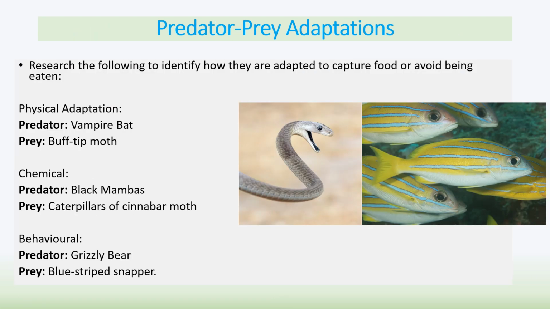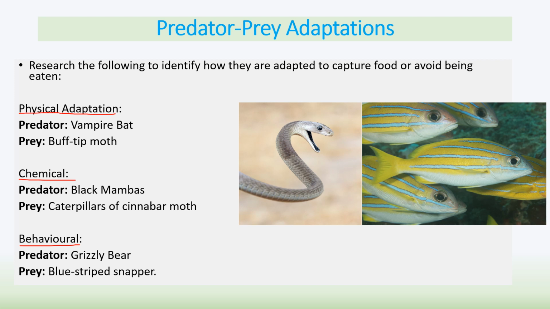Okay, the last thing we'd like you to do is do some research on how each of these organisms are adapted to either be the predator and to kill or hunt the prey, or the prey and prevent themselves being eaten. But it is important you know these terms, that there are different things. There are physical adaptations, chemical adaptations, and behavioural adaptations.